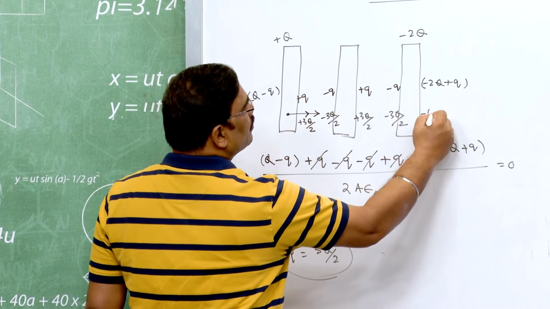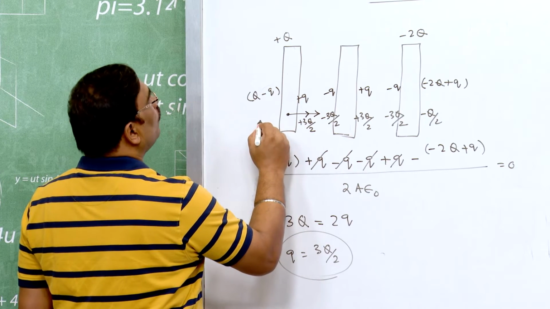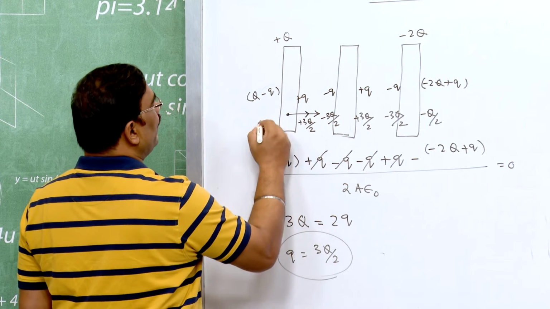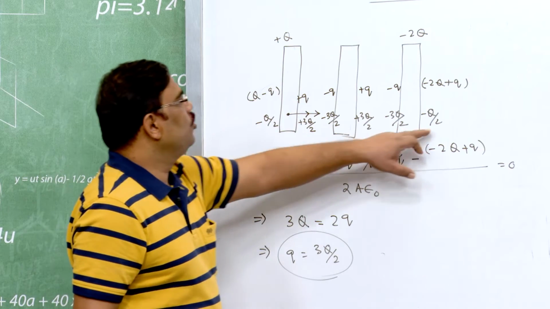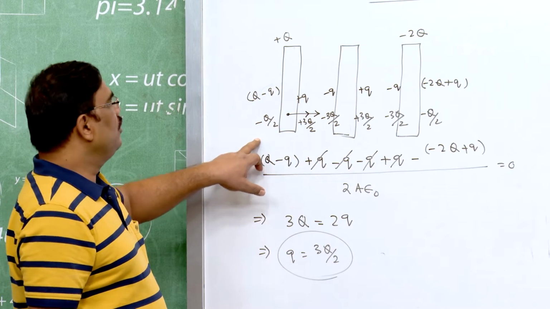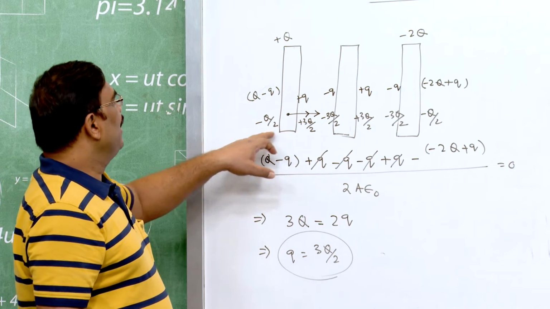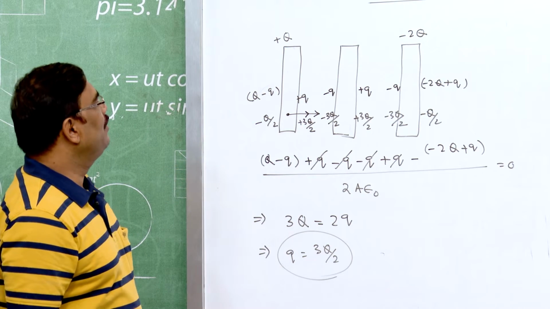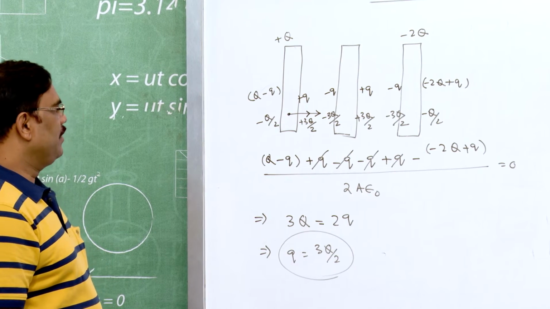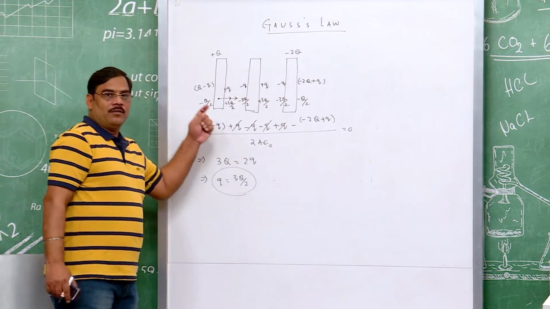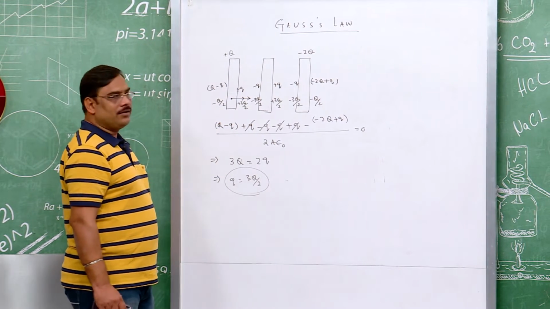So, obviously, this is minus Q by 2 and this is Q minus 3Q by 2, it is minus Q by 2. So, minus Q by 2 and minus Q by 2 are the charges that will appear on the extreme faces of this combination of 3 plates. And we are getting the charges of plus 3Q by 2 and minus 3Q by 2 alternately on the other faces inside the 3 plates. Okay. Now, this is about your parallel plates where the charges are being divided in this fashion applying Gauss law.